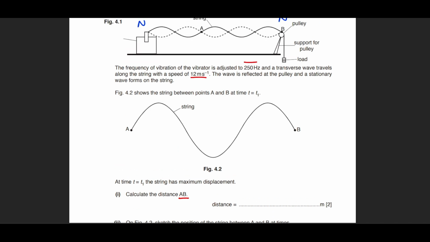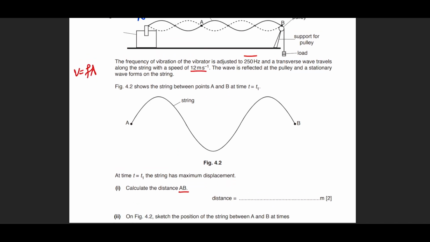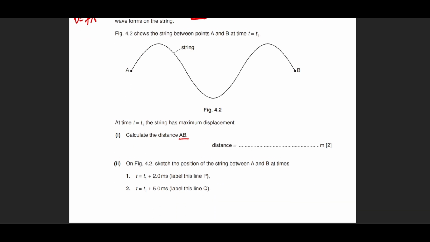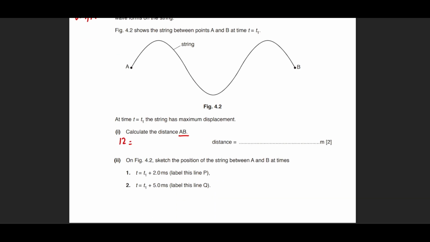So indirectly he's asking you to find out v equals f lambda. Let's do that. We have the speed, we have the frequency, we can find the wavelength. We have 12 meters per second. Lambda is to be found. Frequency is 250 hertz. Lambda comes out as, taking this in millimeters, 0.048, but I'm writing this in standard form, which is 48 into 10 to the power minus 3, 48 millimeters. In the marking scheme you may see this one, but it doesn't matter, this is also acceptable.